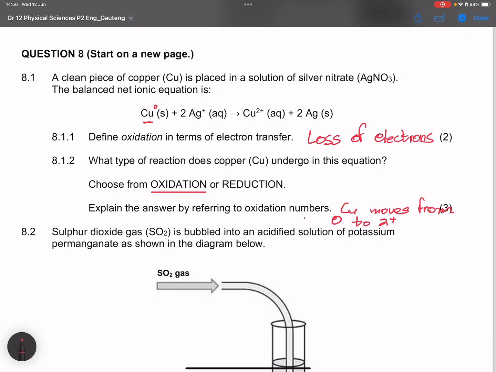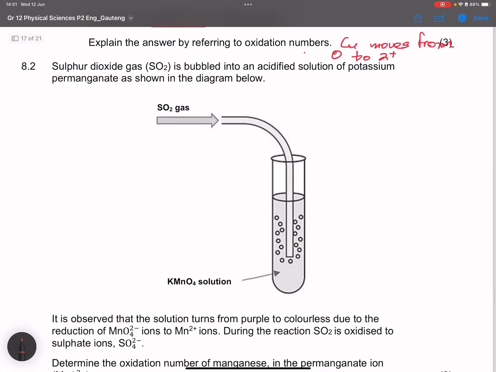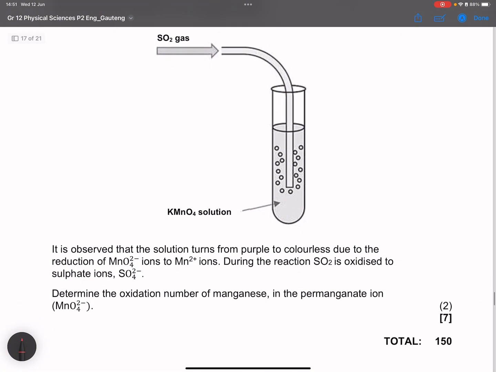Right, now let's go to the next one. They say sulfur dioxide gas, that is SO2, is bubbled into an acidified solution of potassium permanganate, as shown in the diagram below. Okay, so there we go, we've got potassium permanganate. They say it is observed that the solution turns purple to colorless due to the reduction of the permanganate ion into the Mn2+ ion. They say during the reaction, sulfur dioxide is oxidized to sulfate ions. Now they say determine the oxidation number of manganese in the permanganate ion.